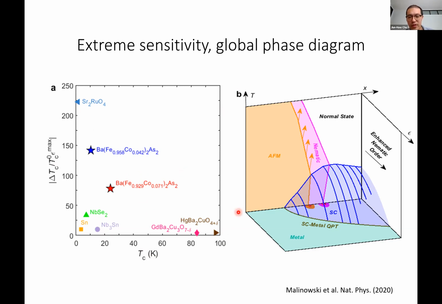Okay, and then finally, this very strong sensitivity allows us to construct this three-dimensional phase diagram where, as Pengcheng pointed out, TN increases, and then also we can reach another quantum phase transition by suppressing the superconducting dome all the way to zero, and then achieving a superconductor-metal quantum phase transition in a three-dimensional material.